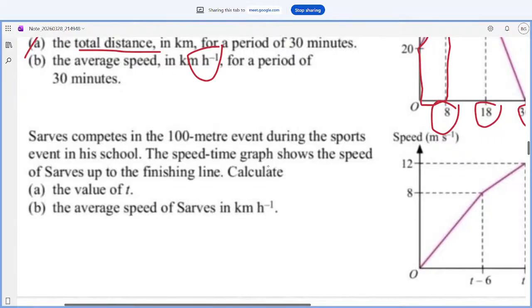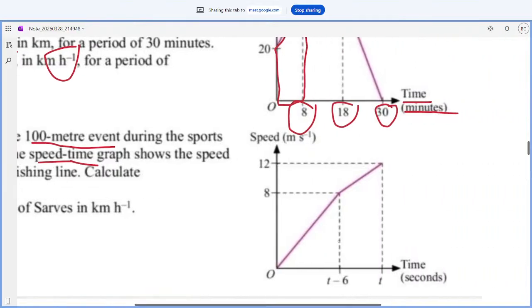Okay, this one, the 100 meters event. This one is another running, speed time, and they want you to find the value of t, cari nilai t. Again, they say the total is 100 already. So basically, area under the graph, guys. Half times 8 times (t minus 6), plus the trapezium, half times (8 plus 12) times (t minus 6), equal to 100. Then you solve for t.